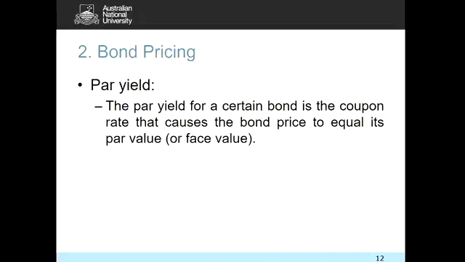Okay, par yield. So par yield is a coupon rate that causes the bond price to be equal to its face value. So if it's selling at par value, that means it's just selling for whatever the face value of the bond is.